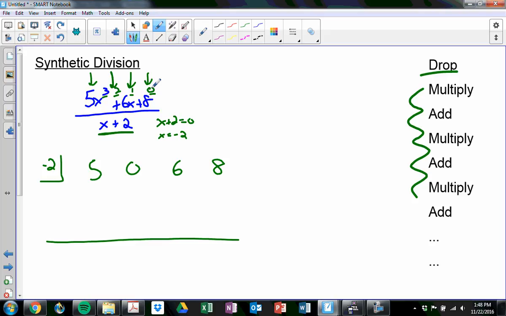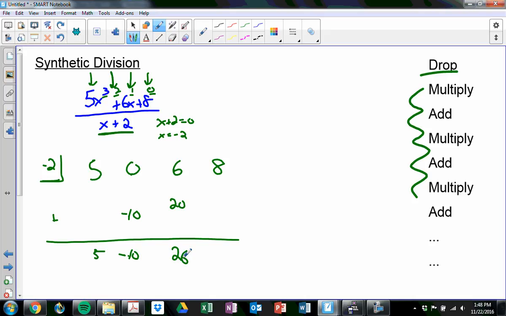Now first I just drop down this 5. The 5 goes right there. Then I multiply. I do negative 2 times 5, which is negative 10. Then I add 0 plus negative 10 is negative 10. Multiply. Negative 2 times negative 10 is 20. Add 6 plus 20 is 26.